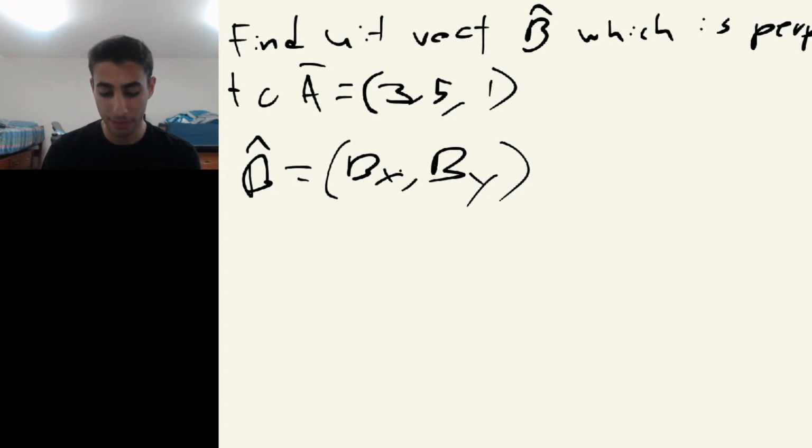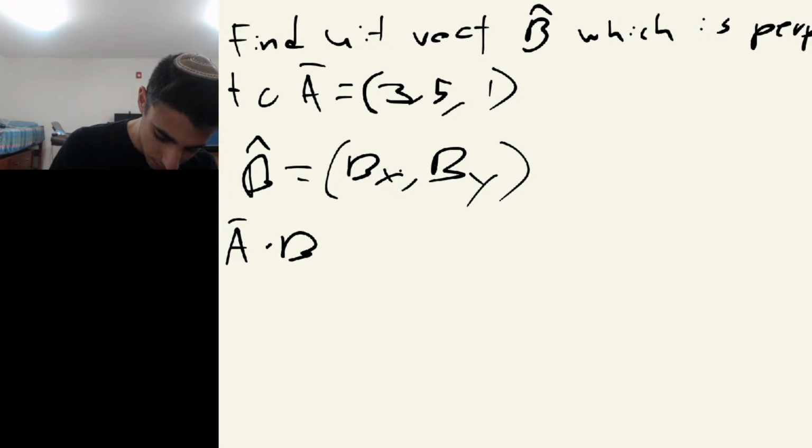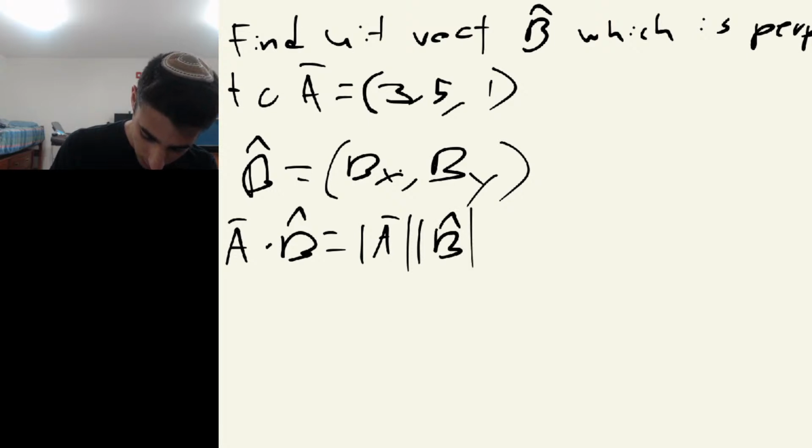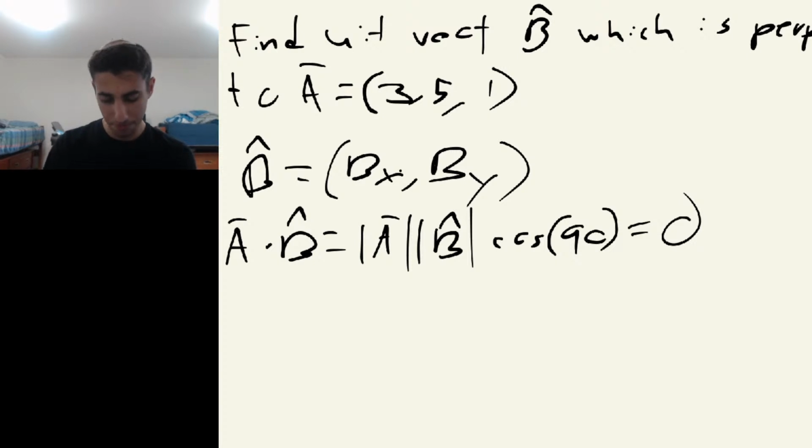So we have a thing for that. We could say that the dot product, so vector a dot vector b, equals the magnitude of vector a times the magnitude of vector b times the cosine of 90 degrees, which means it's 0, which equals 0. So the dot product equals 0. That's interesting, I think.